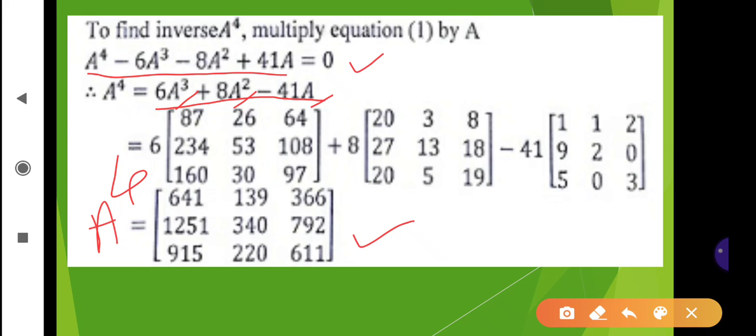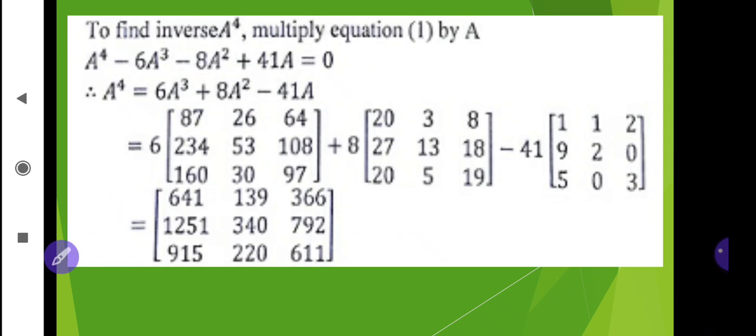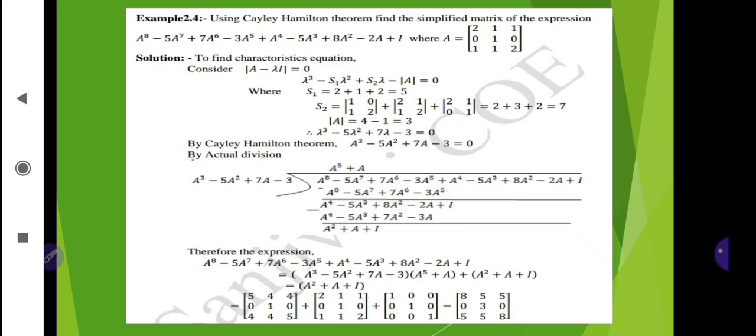So in this example, we learned three concepts. First, for the given matrix, we verified the Cayley-Hamilton theorem. For any square matrix, we can verify the Cayley-Hamilton theorem. After that, we calculated A inverse by using the statement of Cayley-Hamilton theorem, and we also calculated A raised to 4 by using the statement of Cayley-Hamilton theorem. Thus, this is the solution of the first example. Now, let us see the next example.